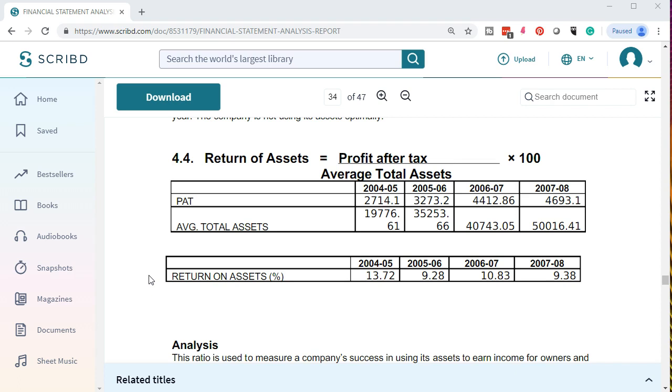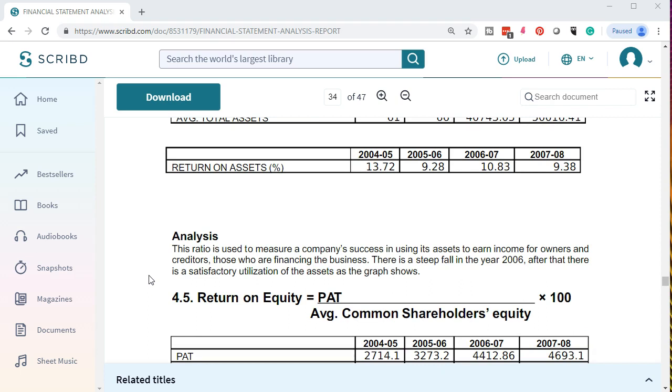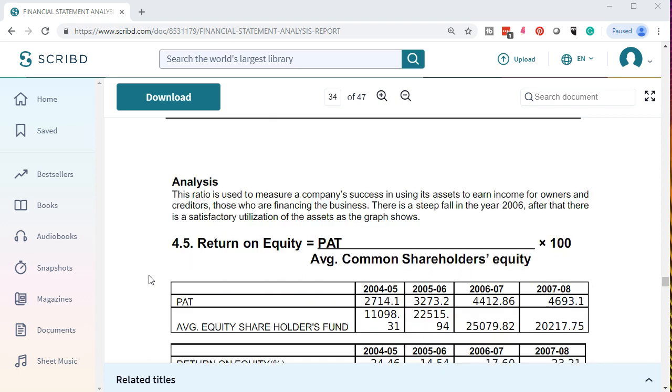Next one, return on assets, profit after tax, average total assets times 100%. Let's take a look at the analysis. The ratio is used to measure a company's success in using its assets to earn income for owners and creditors, those who are financing the business. There is a steep fall in the year 2006 after there is a satisfactory utilization of the assets, as the graph shows. So again, it's kind of telling us the direction, which means we know what the ratio means, we know what it's doing, and we can tell you what the trend generally is.